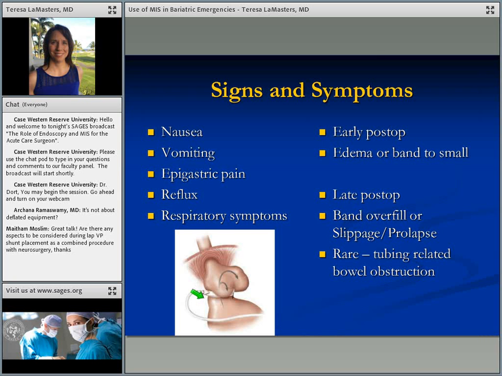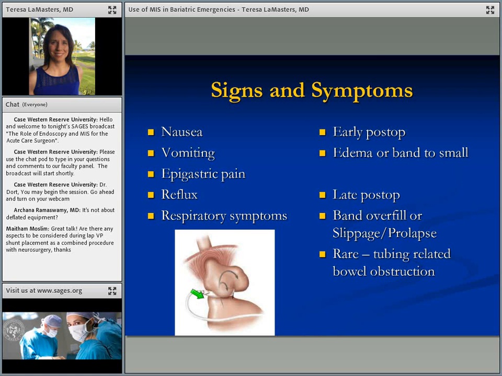If I think that a patient has an acute slip and I'm worried about ischemia, I always have endoscopy available, so I can evaluate if there's any full thickness ischemia. Worst case scenario, you could have to do a wedge resection of that stomach if it is ischemic. So to determine if a patient has a slip, really the best diagnostic test is an upper GI.